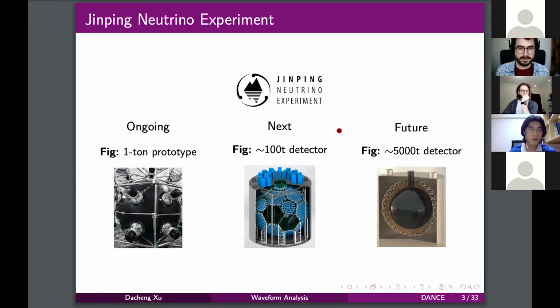And there's an ongoing 1-ton prototype in CJPL. And next, we will build a 100-ton magnitude detector for the Jinping neutrino experiment. And in the future, we'll build a 5,000-ton detector.